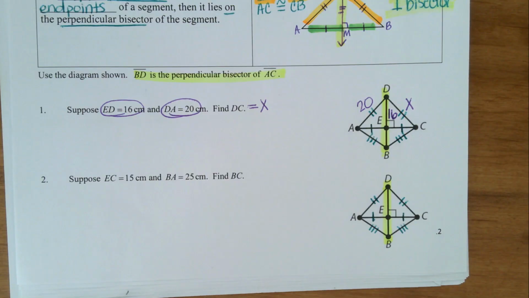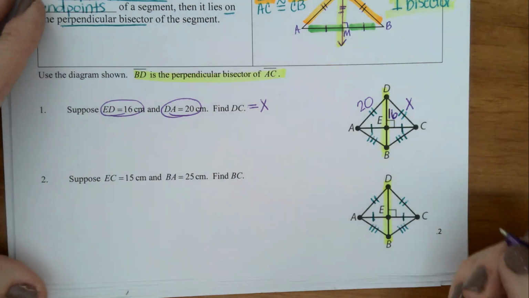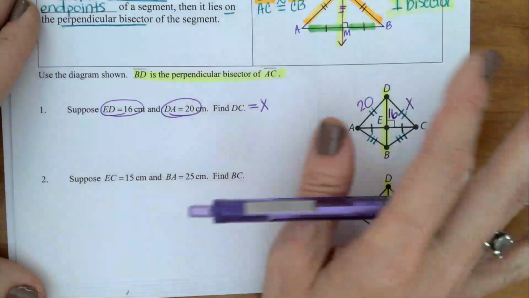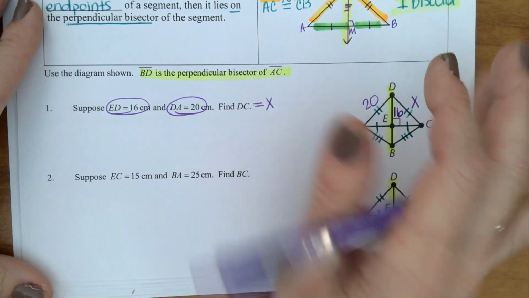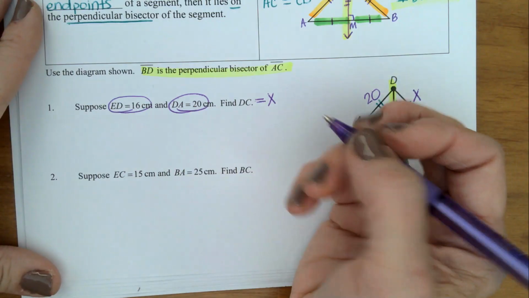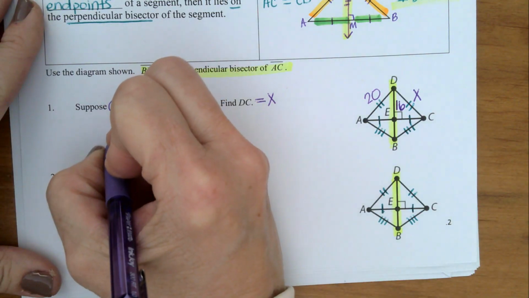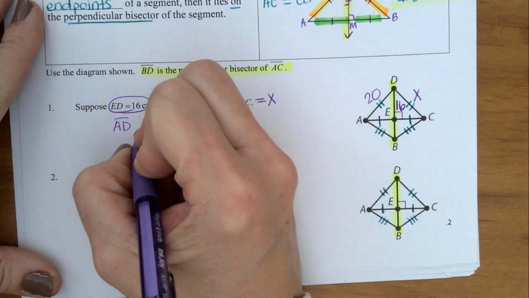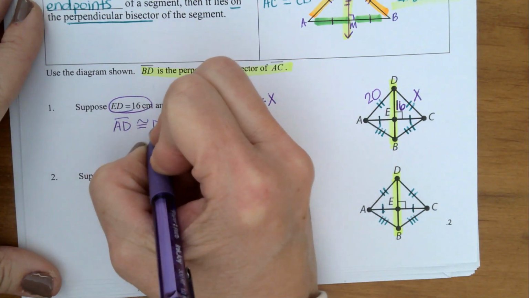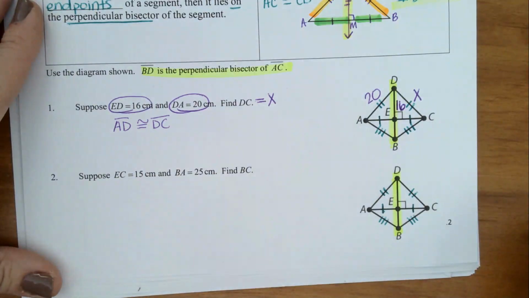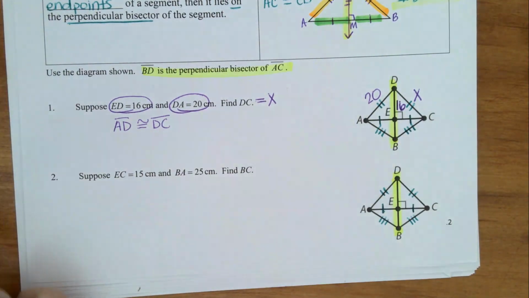Everybody in the room, do you know what X is without doing any work? Everybody raise your hand if you know what it is. Okay, tell me what X is. 20. Now, there's a very particular way we got to write it down. Are you ready? We have to do this first. We have to say that AD is congruent to DC. You have to tell me that these two sides are congruent.